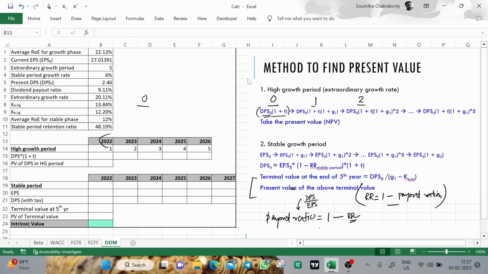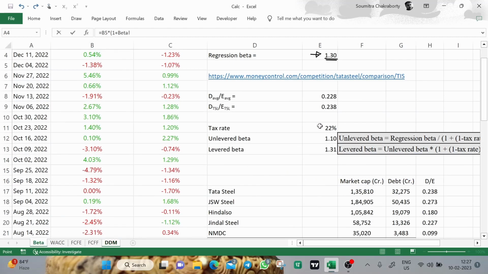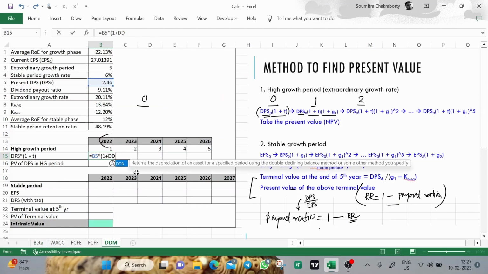So what is your year 1? Year 1 is DPS 0 into 1 plus T into 1 plus G1. So let us write that, DPS 0 into 1 plus T. Now what is T? In our beta worksheet, we have taken marginal tax rate as 22%. So we will take the same value, that is 0.22. So this is DPS 0 into 1 plus T into 1 plus G1. What is G1?